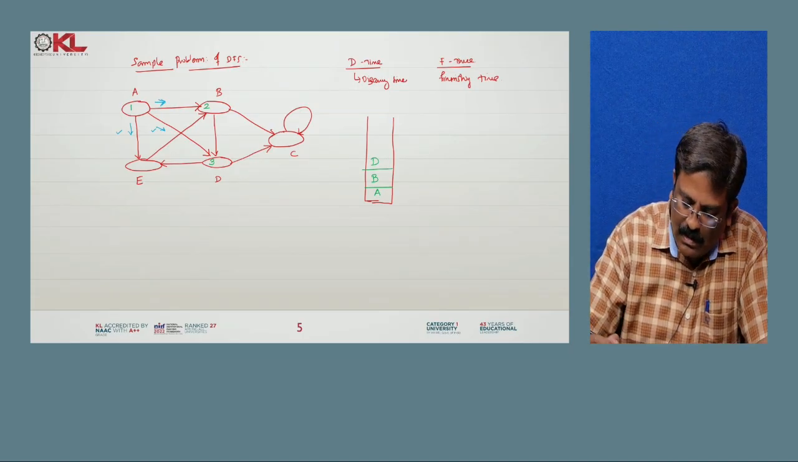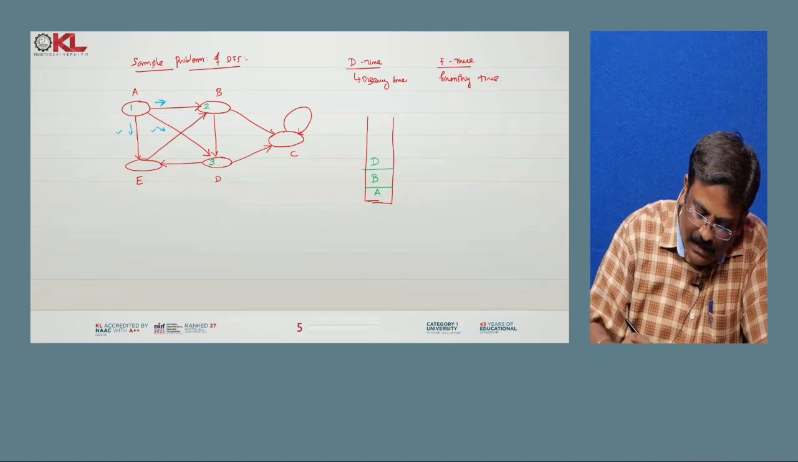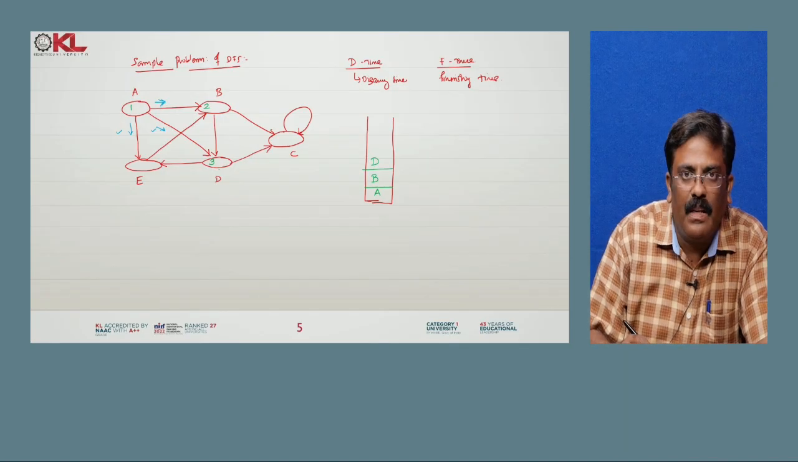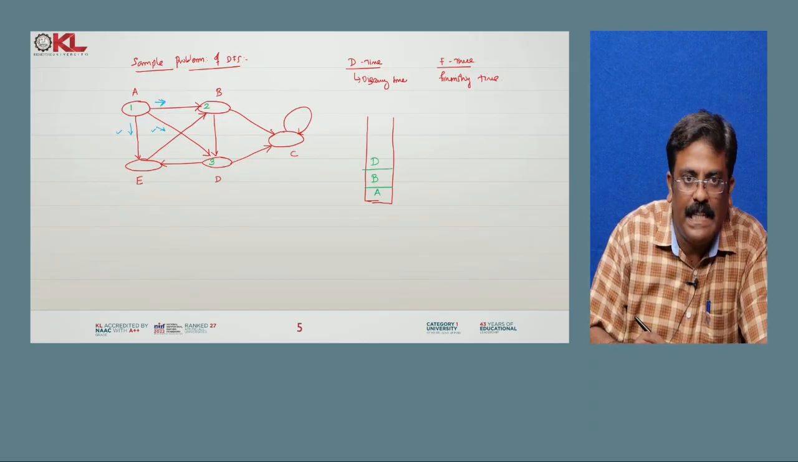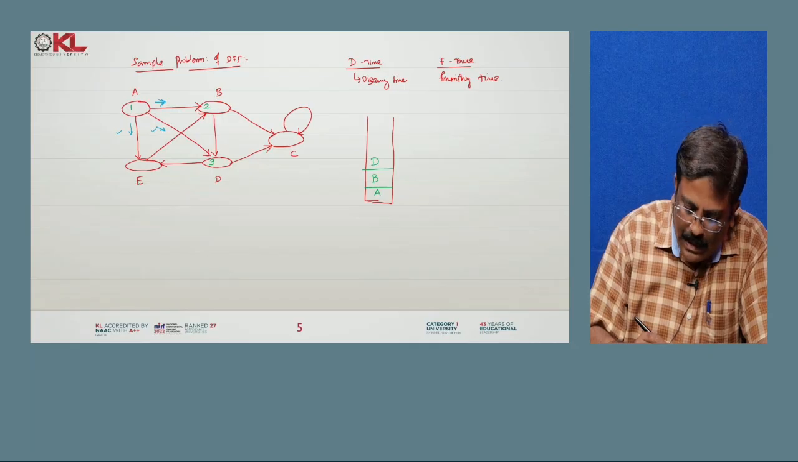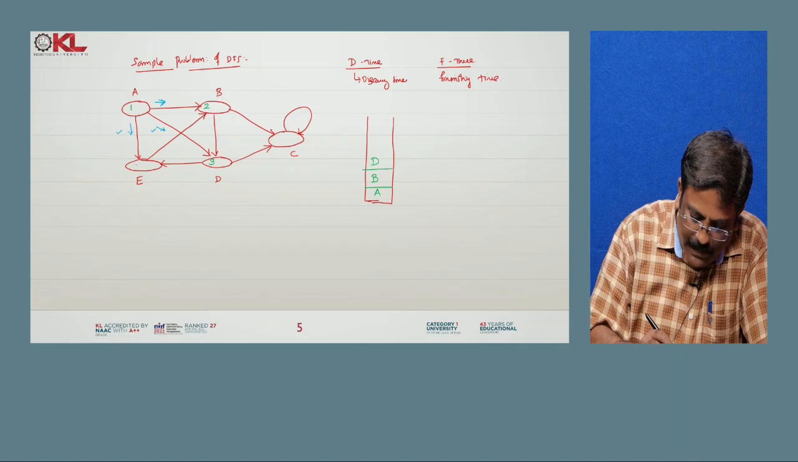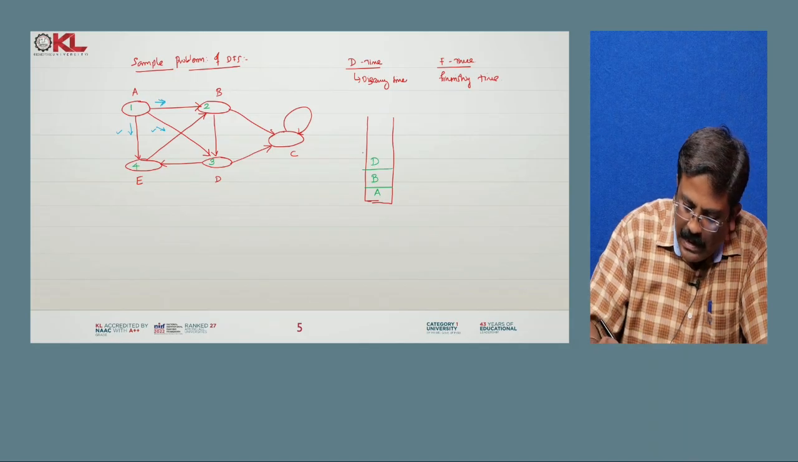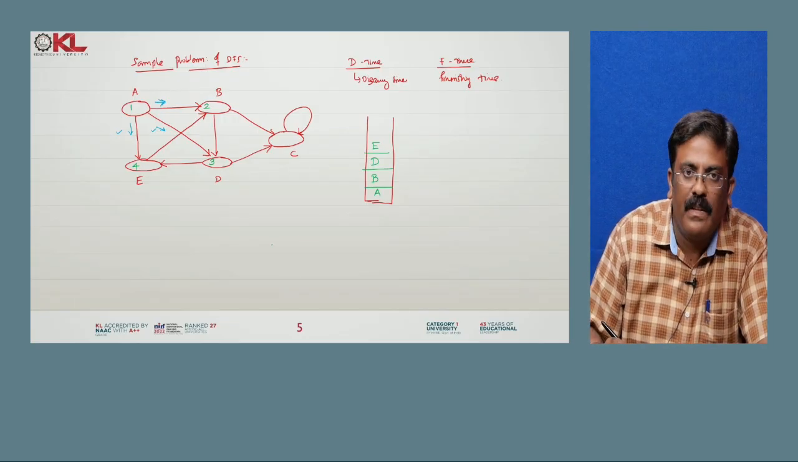Once you have updated the stack with D, we can see where we can visit from D. Again there are two possibilities from D: one is C and the next one is E. In this case I am going to visit E, so I am writing that the discovery time of E is 4, the fourth cycle, and I update the stack with E over here.